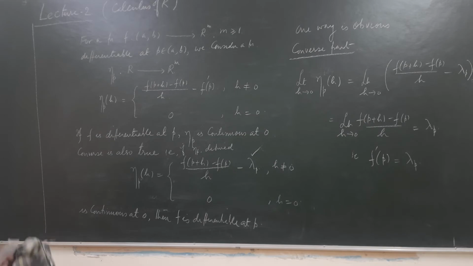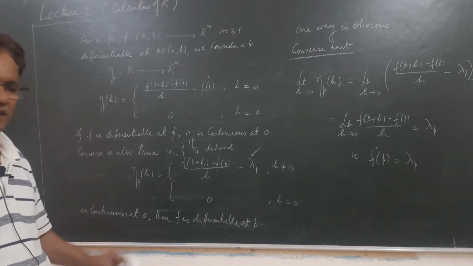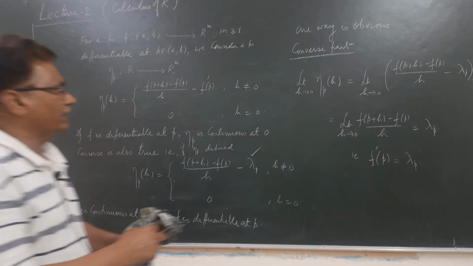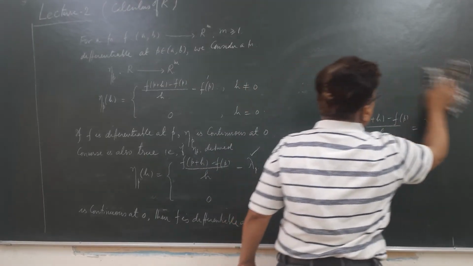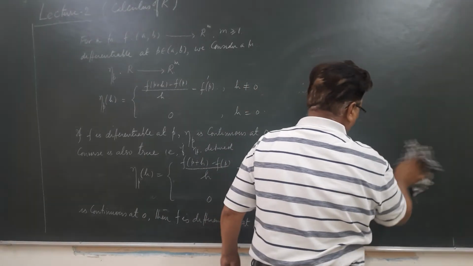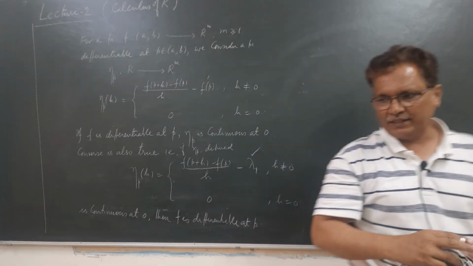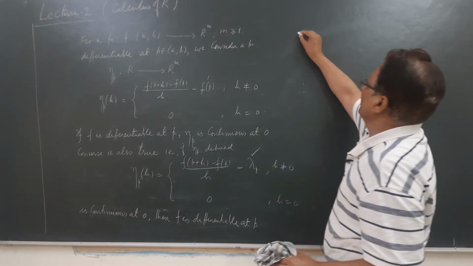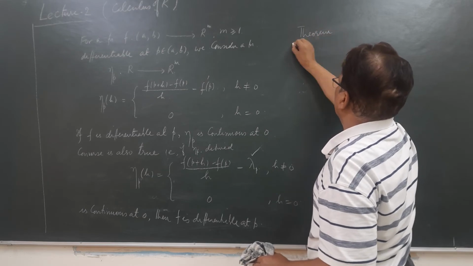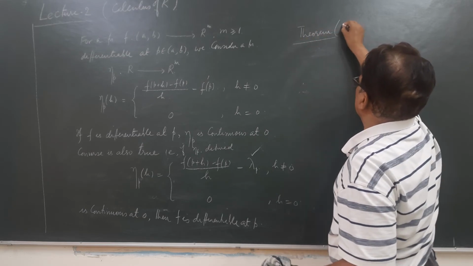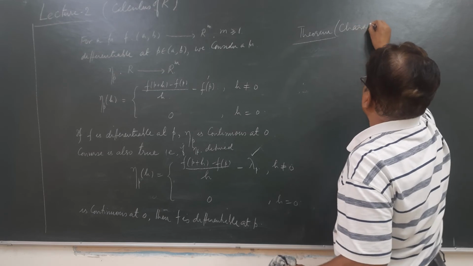It's an if and only if result, so you can treat it as a characterization. A characterization is as good as the definition. So I will call it another definition for a function to be differentiable at a point in (a, b). You can call it a theorem or you can call it a definition. This theorem is also a characterization.